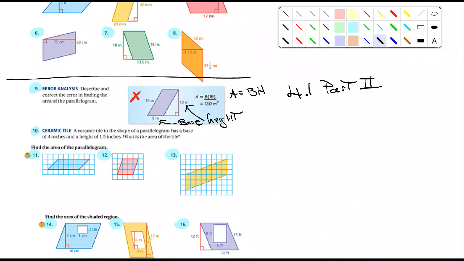Now, remember when you're figuring out the height of these figures, I'm looking at, let's say, number 13, for example. We could look at this as the base right here, and I could even label that the base. And so we need to figure out the height. And so the height would be, let's see here, I'll do it this way.